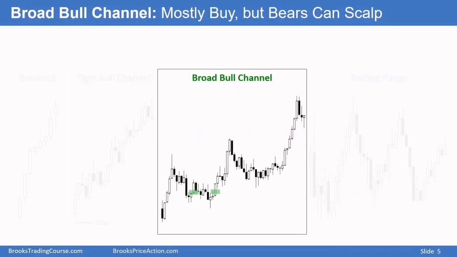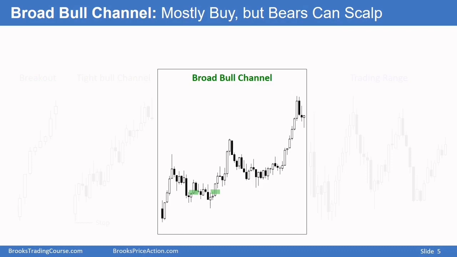The third pattern is a broad bull channel. It's a bull trend, starts in the lower left, goes to the upper right, has higher highs and higher lows. However, unlike a tight bull channel, here the pullbacks last 5 bars, 10 bars, sometimes 20 bars, and sometimes the pullbacks are so deep the market, at least temporarily, becomes always in short.